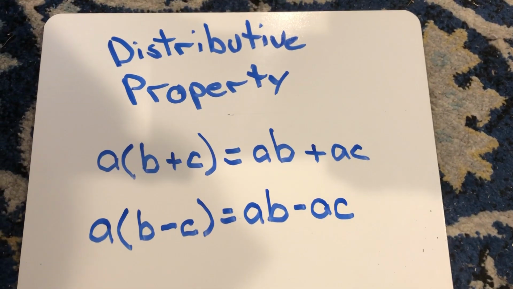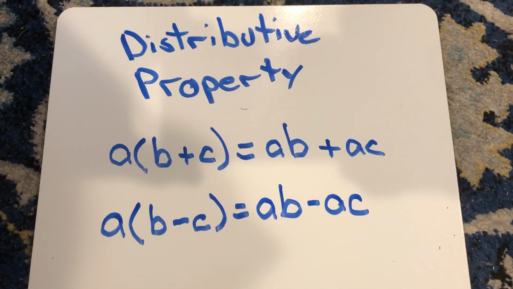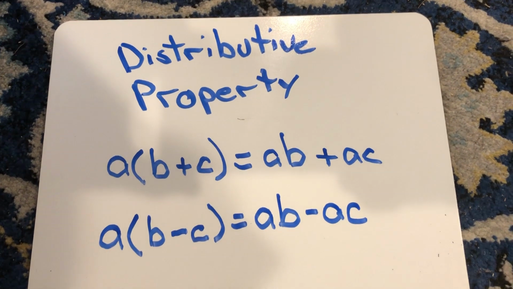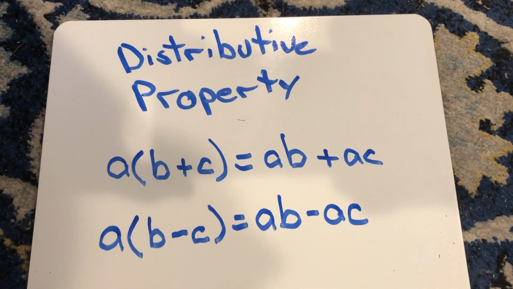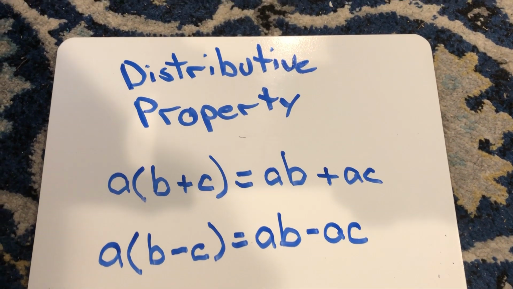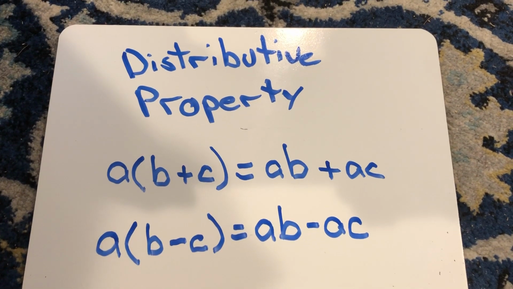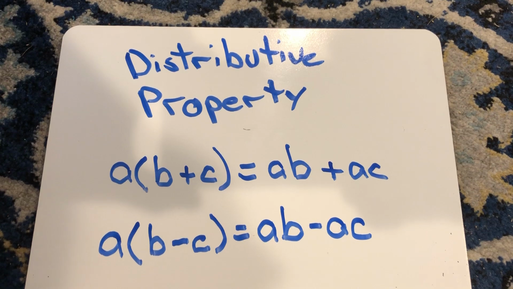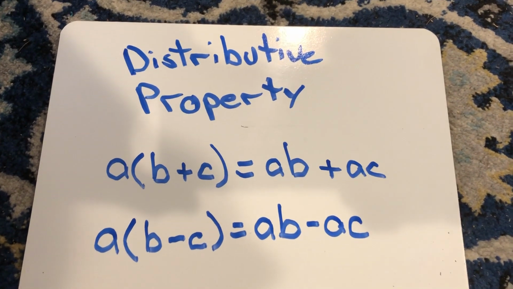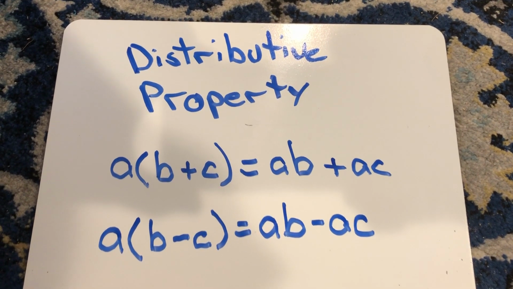Hi guys, this week we're going to be working on the distributive property. Distributive property is when you multiply one number by two or more numbers inside the parentheses. What you're looking at is just a variable interpretation of the distributive property.